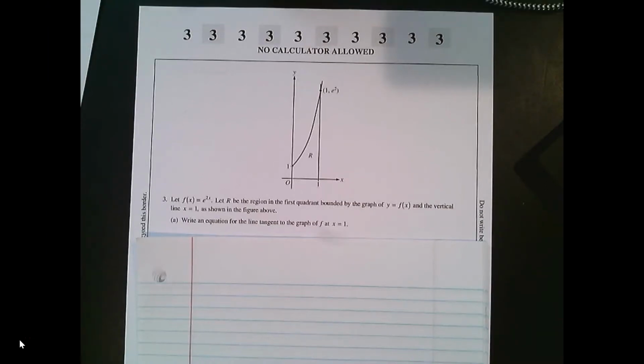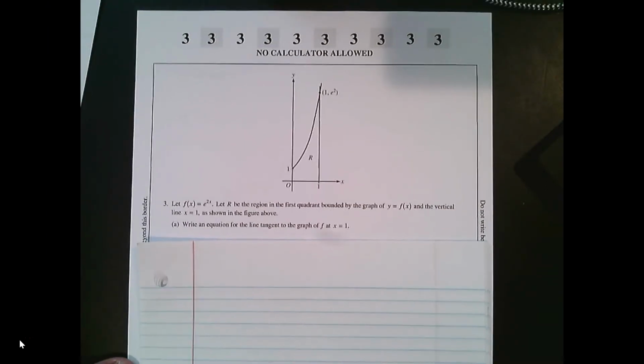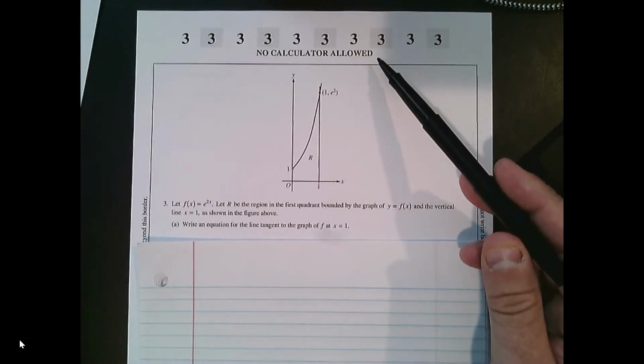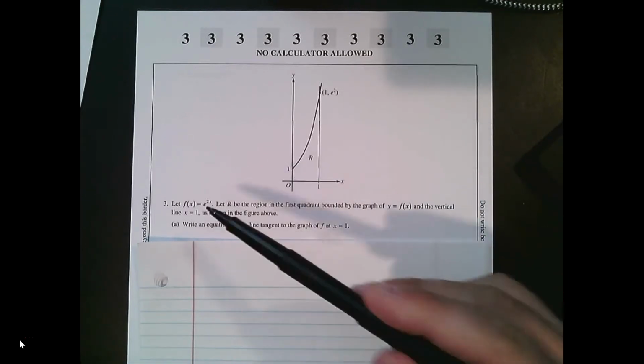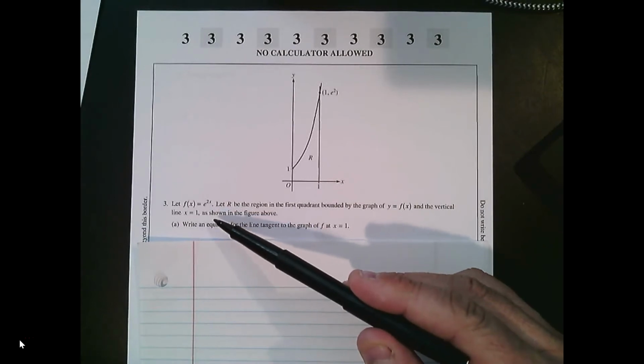All right, well, let's get started here. This is question number 3 from the 2014 AB International Exam. As we can see, it's calculator inactive. So it says let f of x equal e to the 2x.